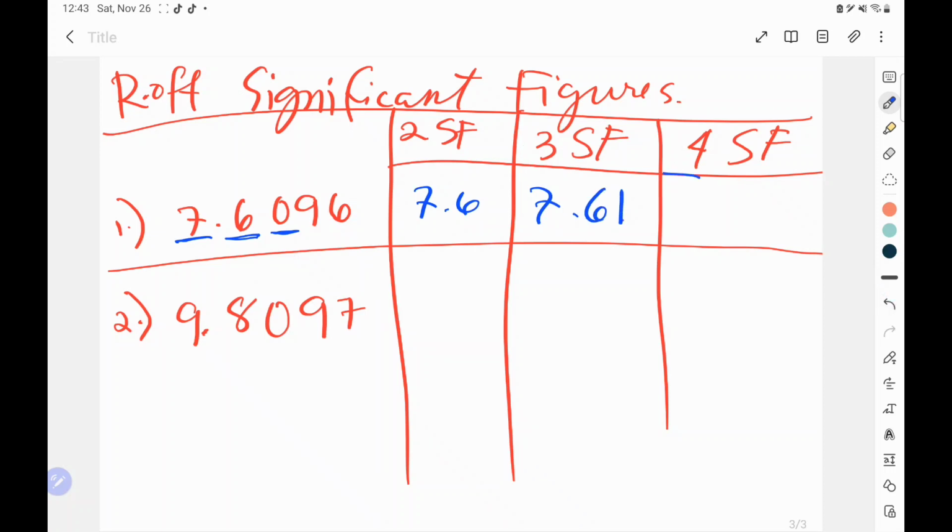Next, it says here round to 4 significant figures. Now, if you look at this one here, our 4th significant figure is 9, correct? The next number after 9 is 6, correct? Now, what are we going to do? We have to round 9 to what?